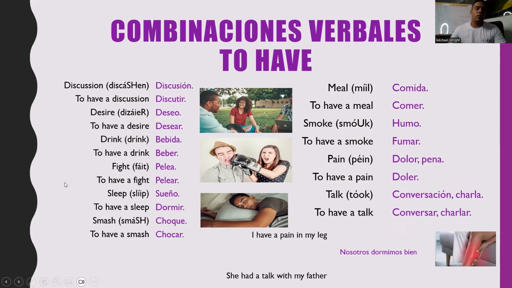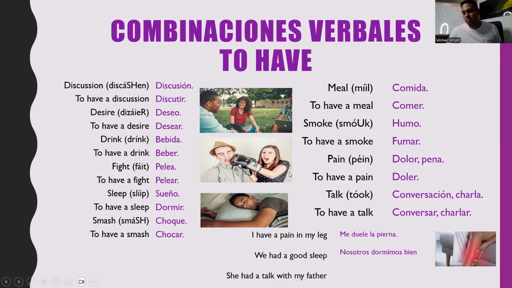So what do I mean when I say I have a pain in my leg? Oh, my leg is hurting. To have a pain in my leg is me duele la pierna. How can you say this in English? Nosotros dormimos bien. How would you say that? We had a good sleep. Remember that it is in the past. When this is in the past, we have to use the past form of have. Okay, this other one: She had a talk with my father.